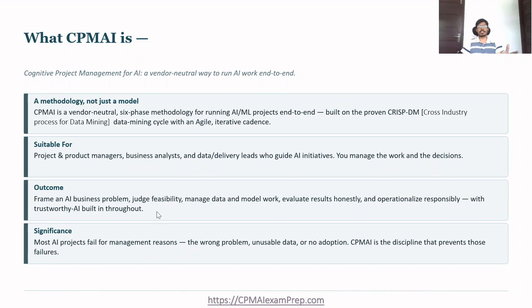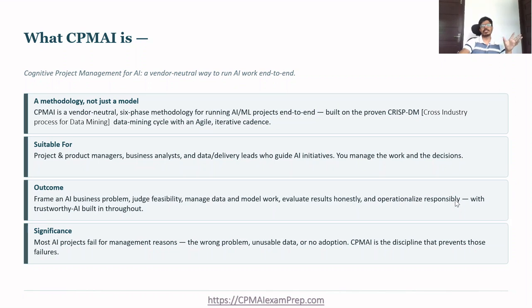Finally, there is a third pillar, that's trustworthy AI. This ensures that the AI solution doesn't just function but also abides by governance policies and ethical standards. It covers aspects like transparency, fairness, and accountability, all of which are essential if AI systems are to be adopted responsibly. So CPMAI is really a blend of three things. One is agile for adaptability, CRISP DM for data discipline, and trustworthy AI for governance. Together, they form a methodology designed specifically for a variety of AI projects.